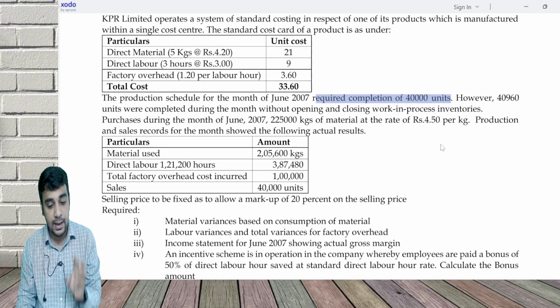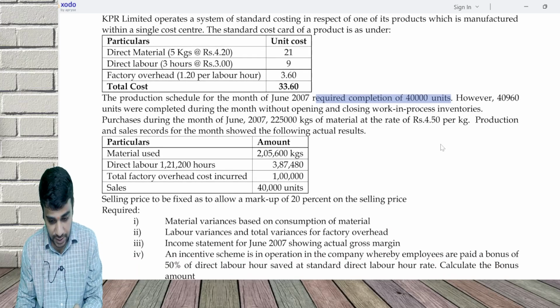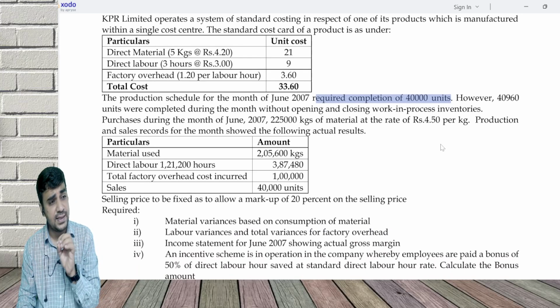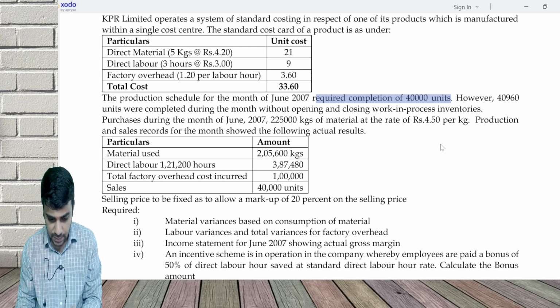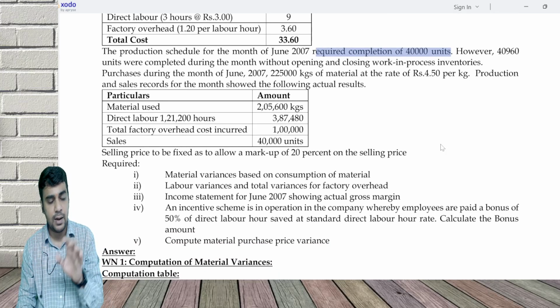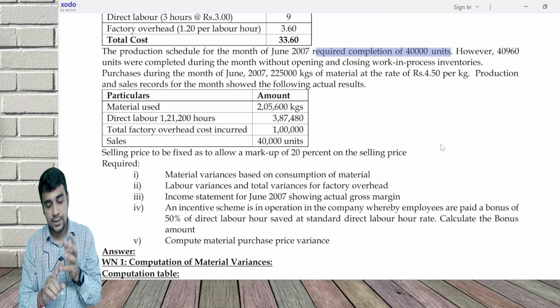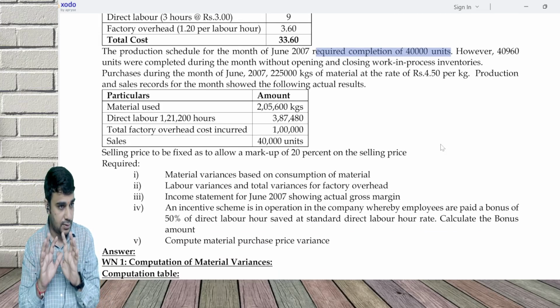Some selling price data. Material variance based on consumption of material. Labor variance and total variance for factory overhead. Income statement showing actual gross margin. Incentive system. Compute material purchase price variance. 3, 4, 5, I'll take you through. There is something new there. Okay. Material variance is simple.